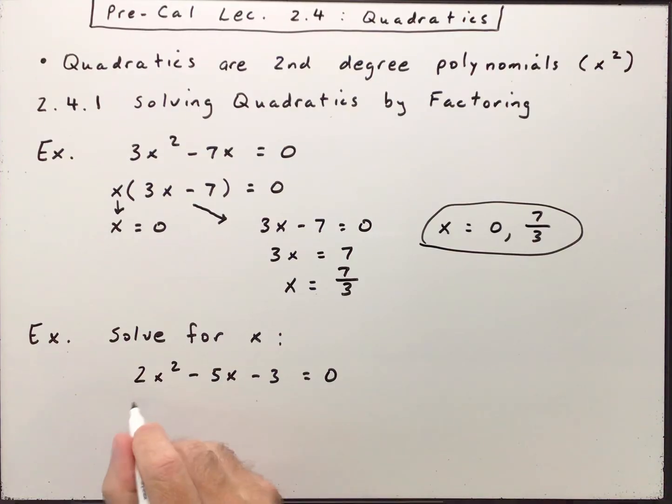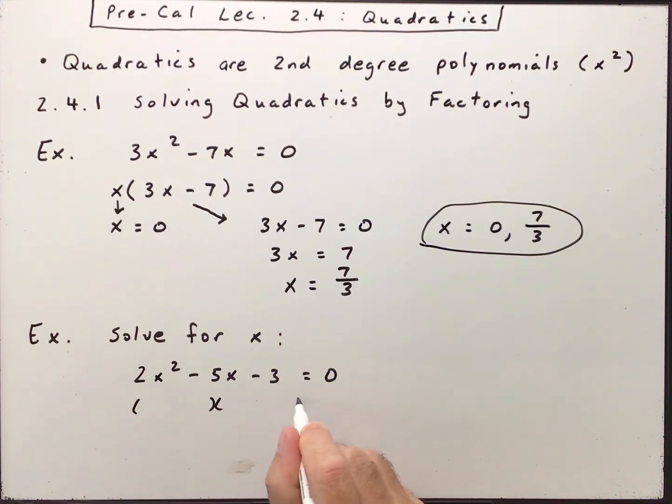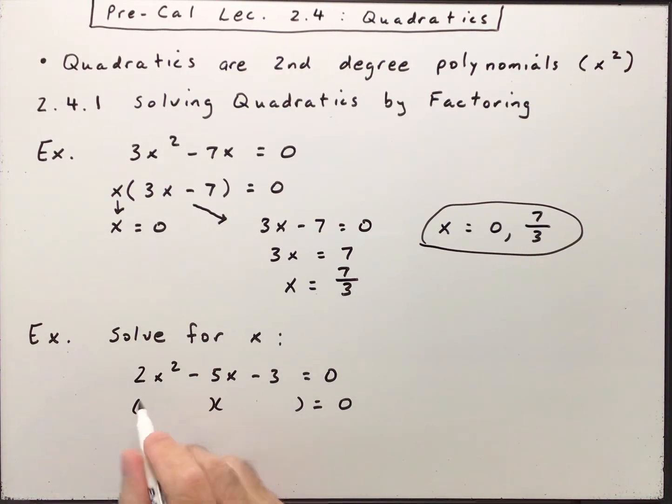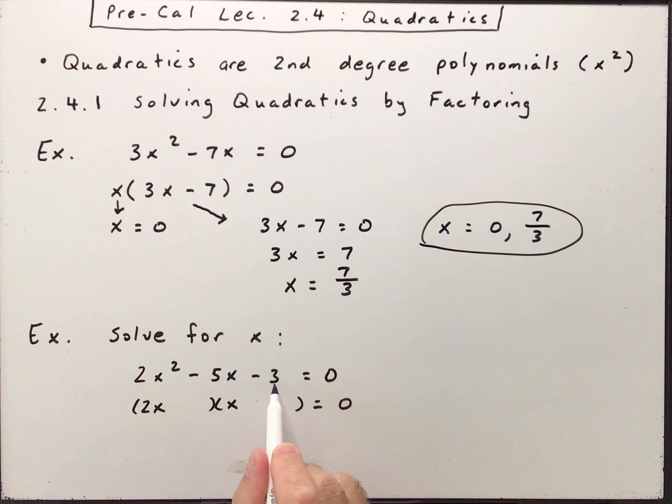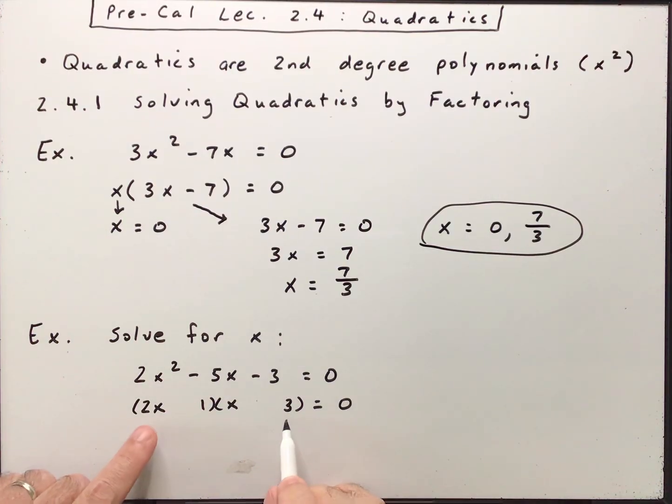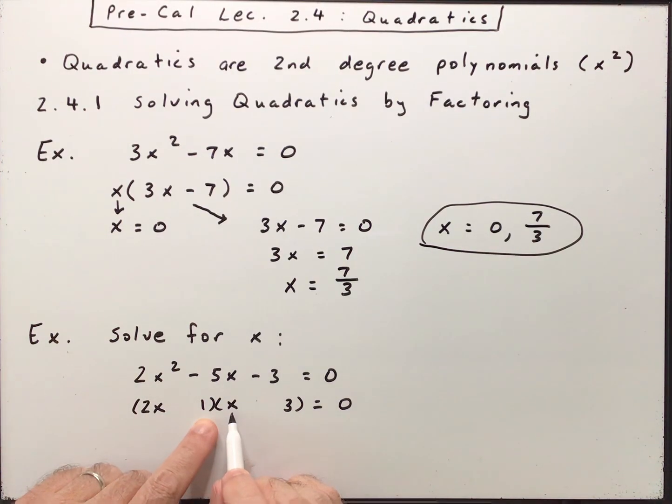Okay, let's see if we can factor this. So we got experience in this just a few sections ago. I know 2 is a prime number, so it can only be 2x and x. And then this 3 is also a prime number, so it's going to be either 3 and 1 or 1 and 3. I'm thinking it's going to be 1 and 3 because on the outside we'd have a 6 and on the inside we'd have a 1.